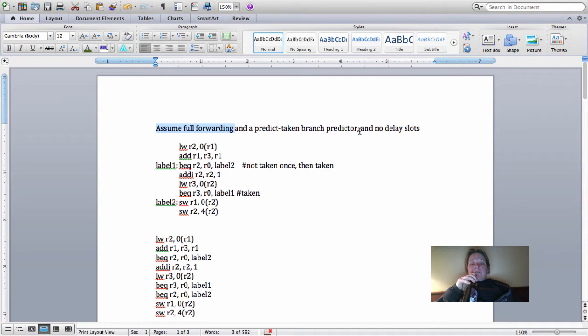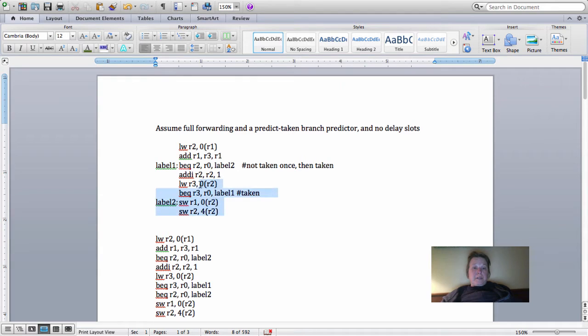We're going to assume a predict taken branch predictor and no delay slots. We have delay slots when the instruction before a branch would be rearranged to be after it, so it can go all the way through regardless of the branch. But instead of doing that, we're going to have a branch predictor.